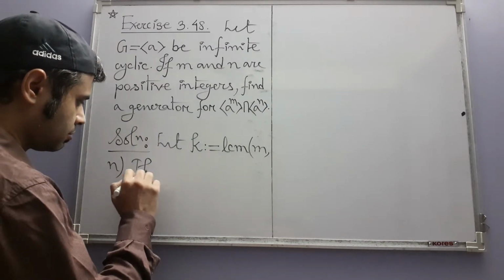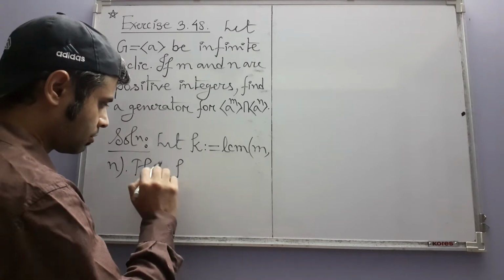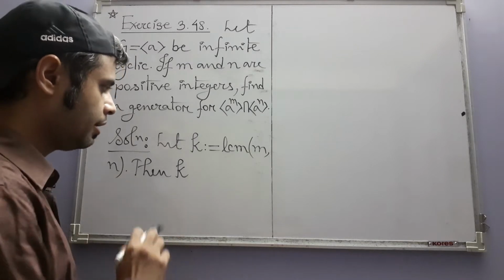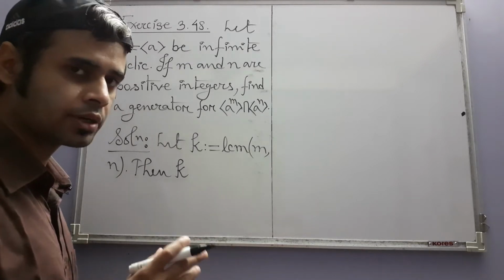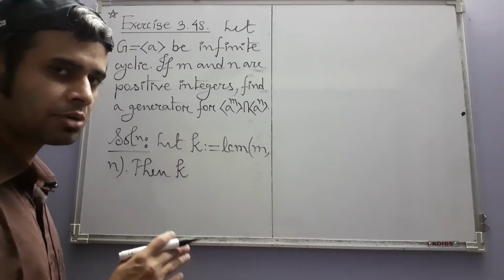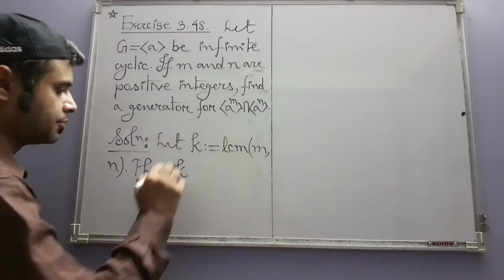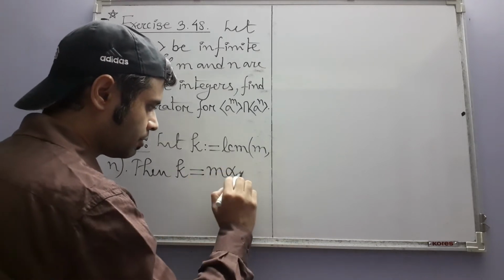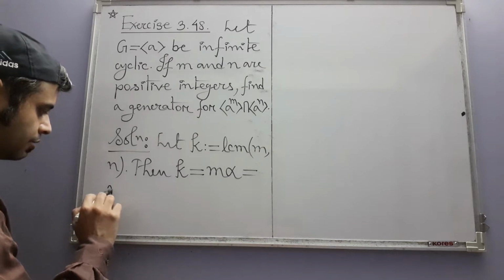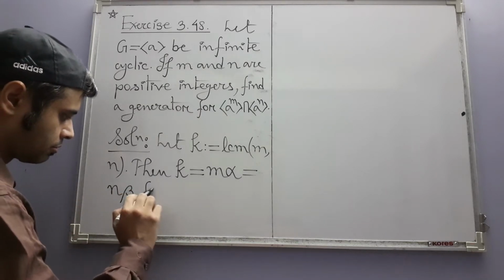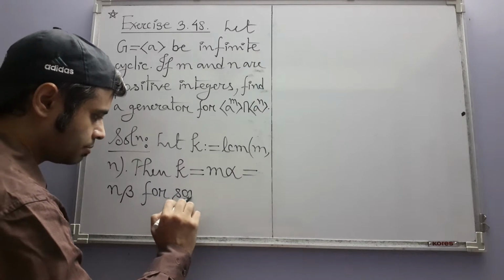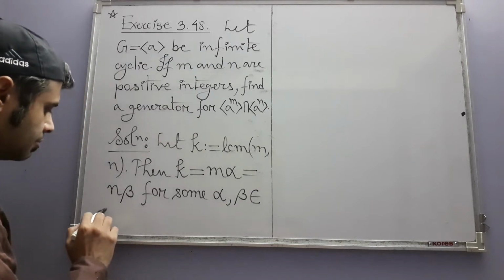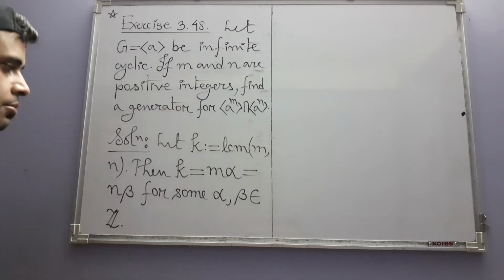Then, because K is the LCM of M and N, K is a common multiple of M and N. It is the least common multiple, but of course it's also a common multiple. So that means it is a multiple of M, and also it's a multiple of N, for some integers alpha and beta.